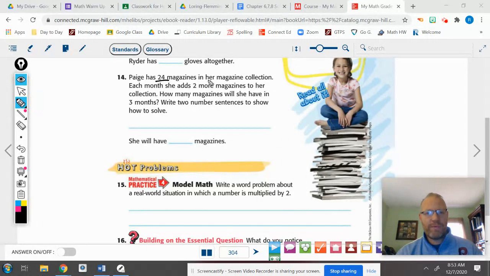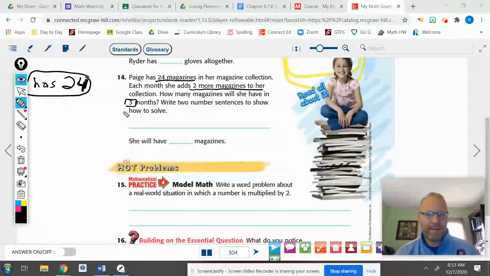Paige has 24 magazines in her magazine collection. Each month, she adds 2 more magazines to her collection. So every month. How many magazines will she have in 3 months? So this one's a little weird because it's a 2-part question. So hopefully you saw that she started with 24 magazines. So she already has 24. So I'm just going to put has 24 and box it out to keep that separate.